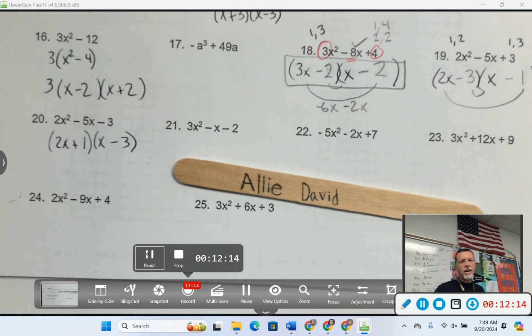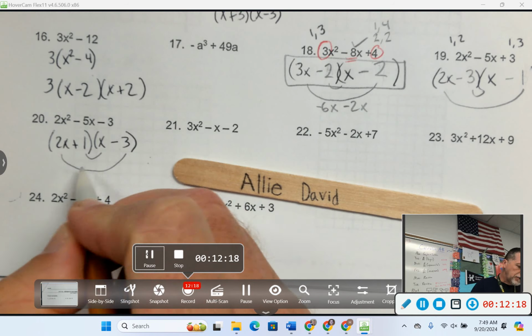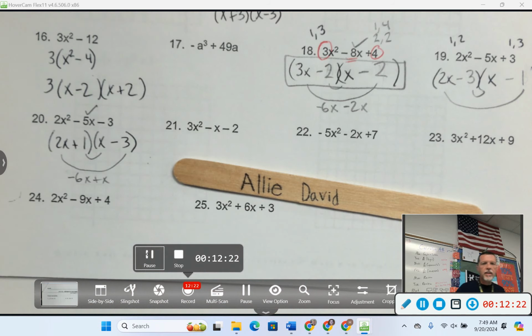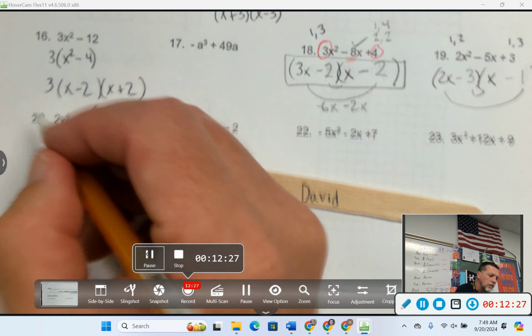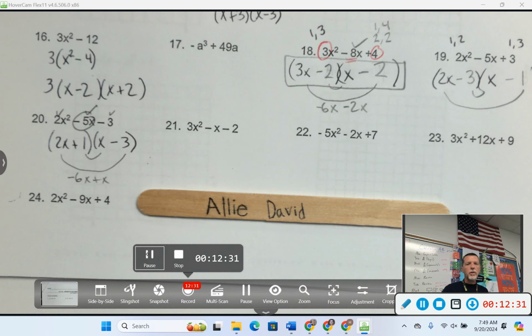And again, the best way to check them is to multiply them back. Negative 6x plus x is negative 5x. And again, it's that middle term that you're checking. You've forced the first and third term to work. It's the middle term that we're concerned with.